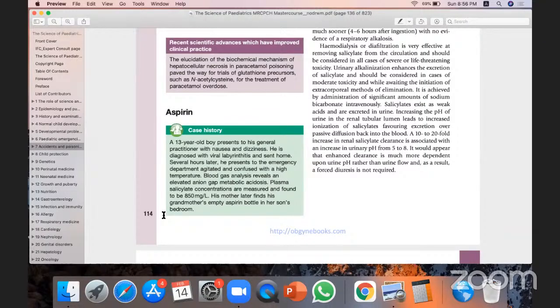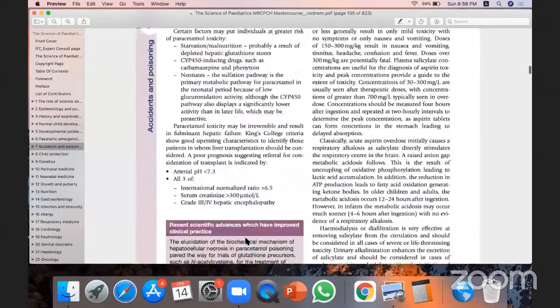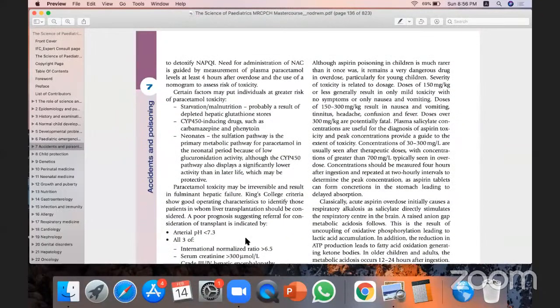And this poisoning is aspirin poisoning. Okay, a 13-year-old, see the scenario. He presented with dizziness and confusion, blood gas showed high anion gap metabolic acidosis, and his mother found an aspirin bottle of her son's. So the case scenario is about aspirin, because aspirin causes high anion gap metabolic acidosis. Paracetamol will not cause high anion gap metabolic acidosis. So this is a very dangerous and common drug. Toxic dose is 150. So 200 is paracetamol and 150 is aspirin.